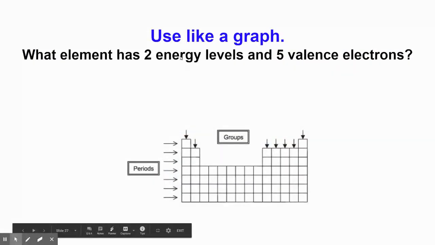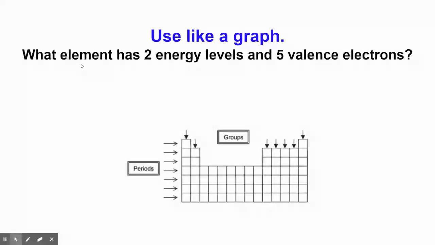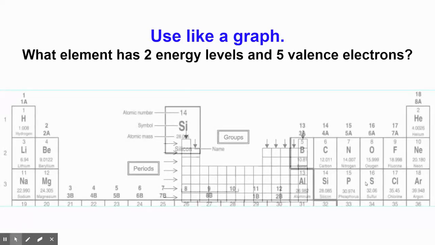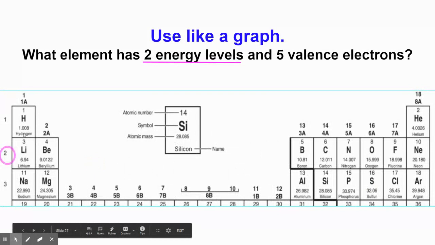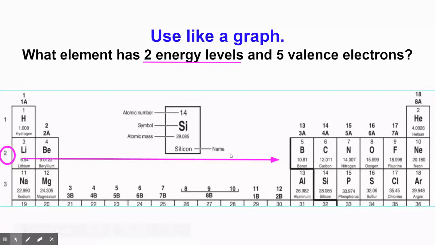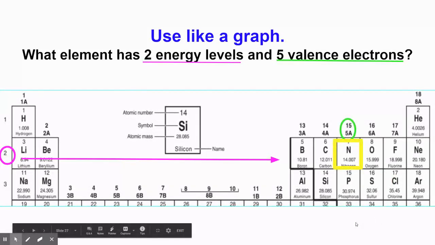You can use the periodic table like a graph. For example, what element has 2 energy levels and 5 valence electrons? So we would look here at the periods, 1, 2, 2 energy levels. So it would be this row here, this period. 5 valence electrons, we would go to the 5th one. So 1, 2, 3, 4, 5. 2 energy levels, row 2, period 2, 5 valence electrons. And that would be nitrogen.